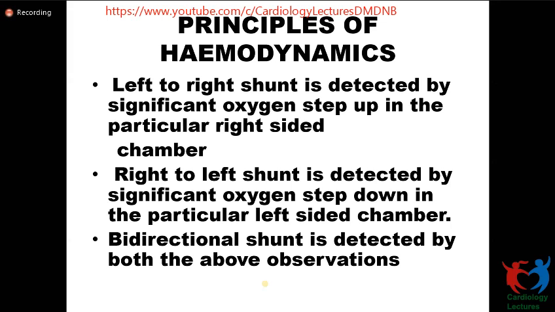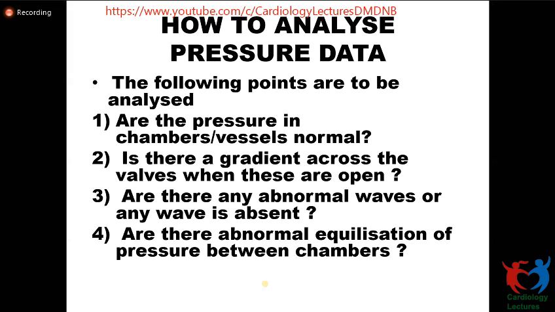Whenever you analyze the pressure data, you have to analyze step by step. The points to be analyzed are: are the pressures in chambers or vessels normal? There are some normal pressures which are accepted as normal in the right atrium, right ventricle, pulmonary artery, pulmonary artery wedge, left atrium, left ventricle, all those chambers. Is there a gradient across the valve when these valves are open? We don't expect an abnormal gradient. Minor gradients can be there as we have discussed, but we don't accept a gradient above that level.